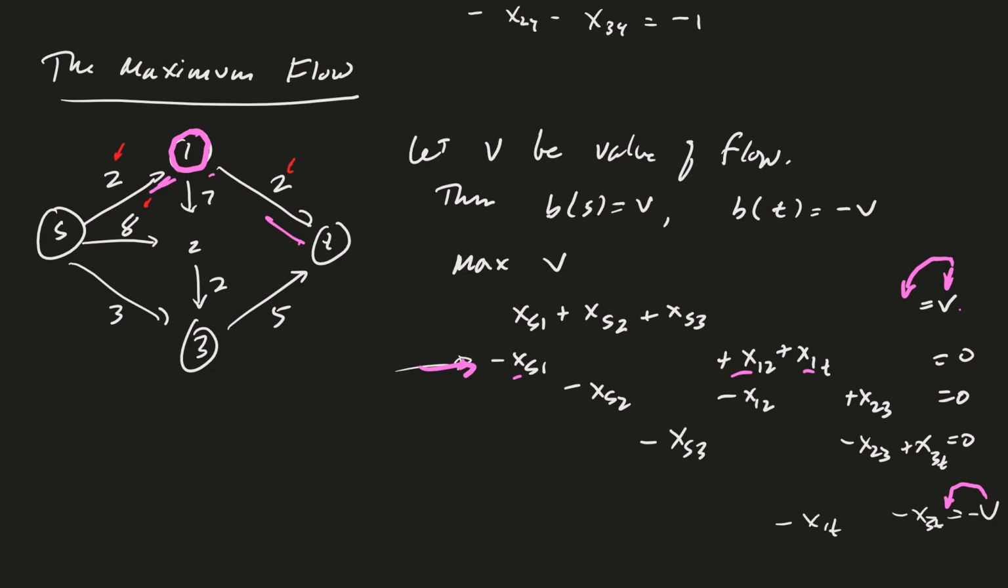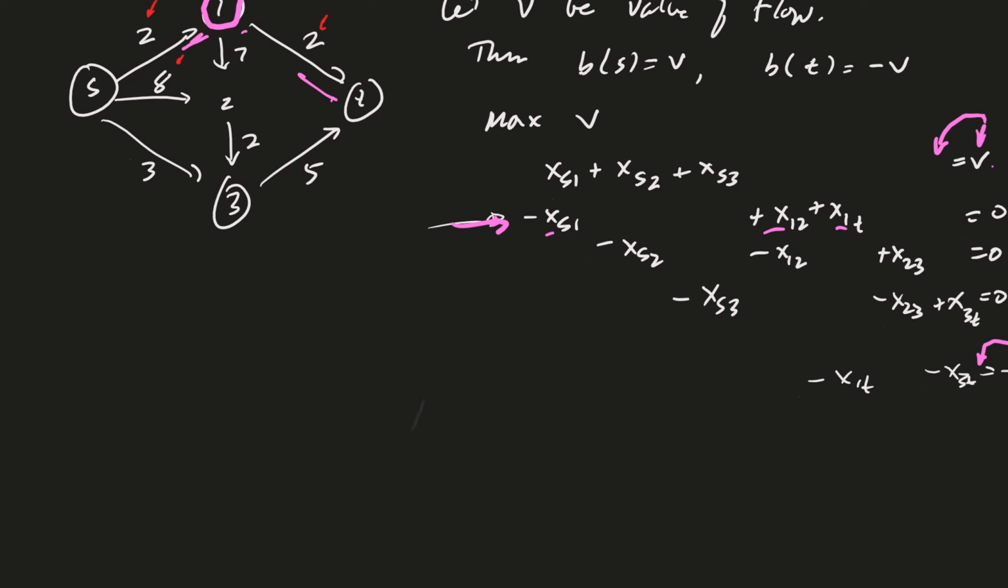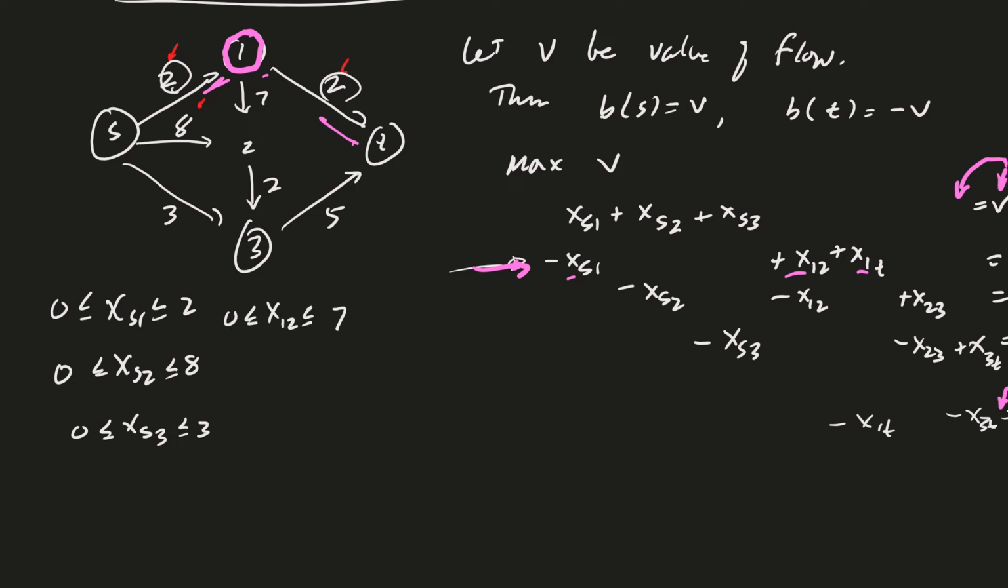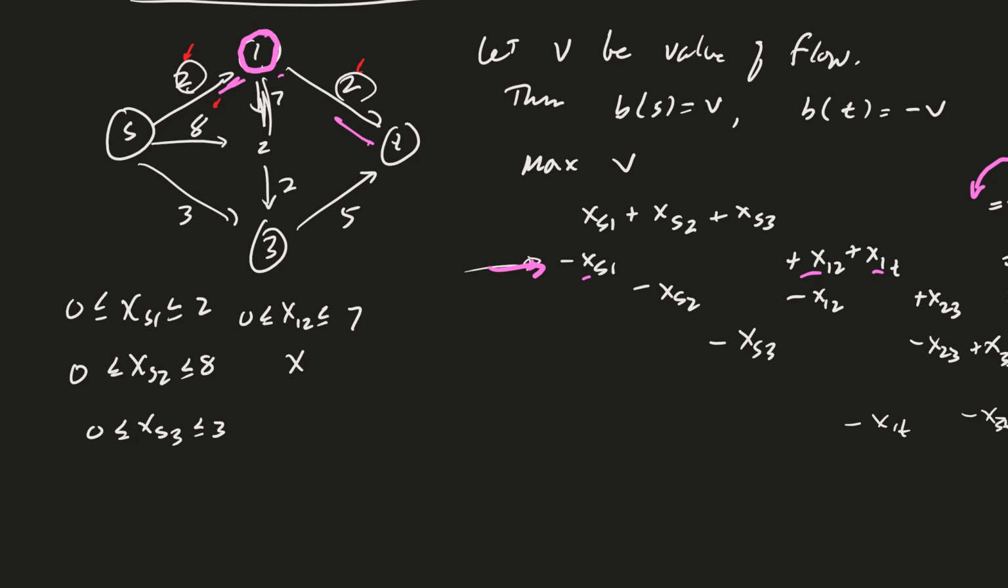Good, but wait, we're not finished yet, because next we have to make sure that we are maintaining our capacities. So therefore, we also have XS1 being between 0 and 2, XS2 being between 0 and 8, XS3 being between 0 and 3. You see what's happening here? X12 is between 0 and 7, I think. Where is the 7? 1,2? Right here. And then X1t is between 0 and 2. And then X23 is between 0 and 2.